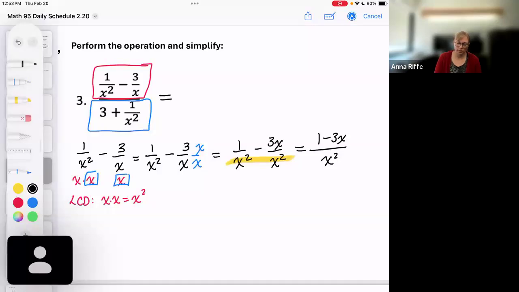So I'm going to replace my numerator with 1 minus 3x over x squared. This is now a single fraction. I'll do the same thing with my denominator.